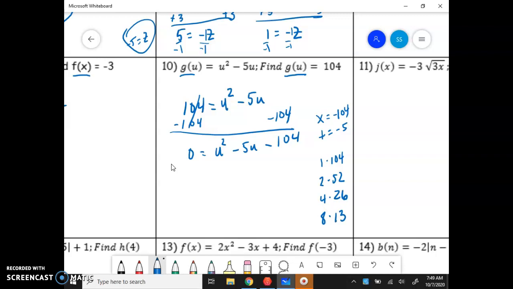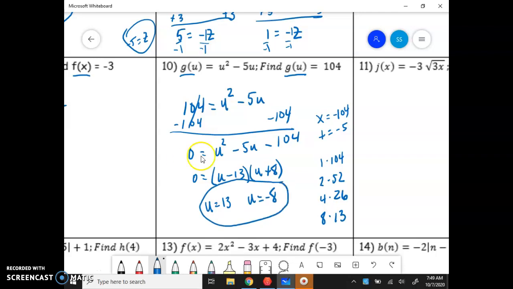As long as I have the 13 as negative, they will add up to be negative 5, and they will multiply to negative 104. Okay, so we're going to have 0 is equal to u minus 13 and u plus 8. And so what are the values of u? It's just going to be the opposites, right? What number minus 13 equals 0? That's going to be positive 13. And then what number plus 8? It's going to be negative 8. So there's your values of u.